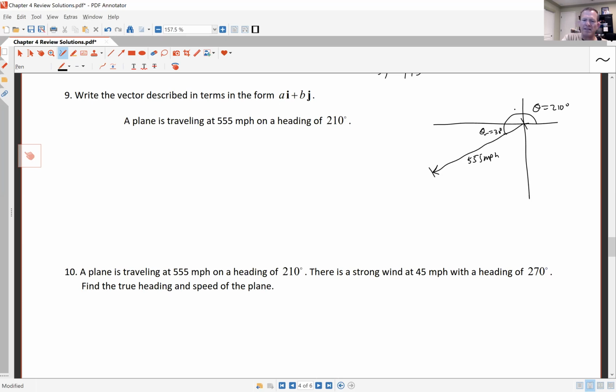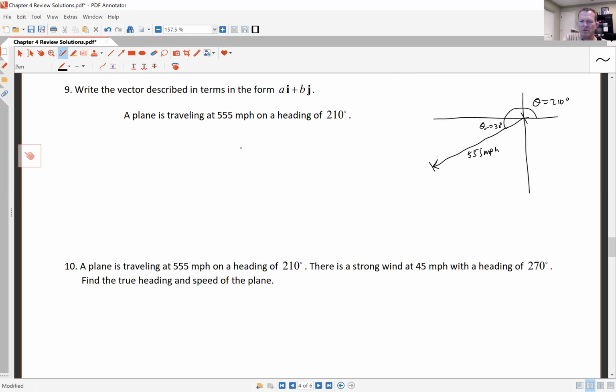So we know the length of this vector, and so we draw the triangle with the length of that vector. So we know this length 555, we know this angle is 30, and then this is always the A, and this is always the B. We got to be careful though. We're going to find them in absolute value, and then we're going to have to put the negatives on them.